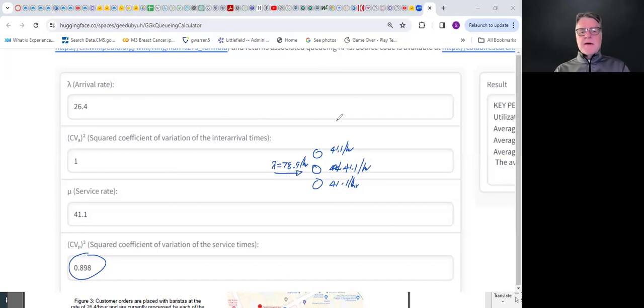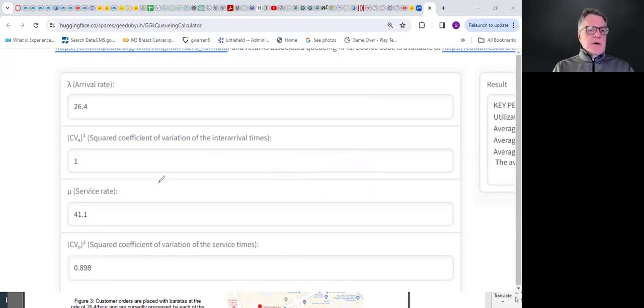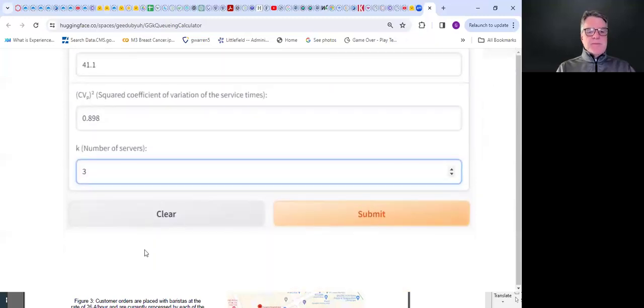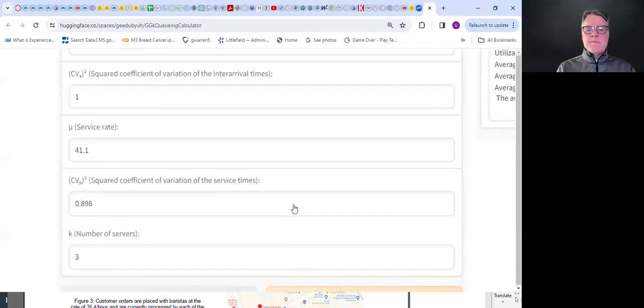But to analyze this, the orders get served by these baristas. They just go to whatever barista is available. So each barista, once they get done making a coffee for a customer, just grabs the next customer in the line and prepares that beverage. So what I need to do to adjust this is make this 78.9, change this to 3, and hit submit.